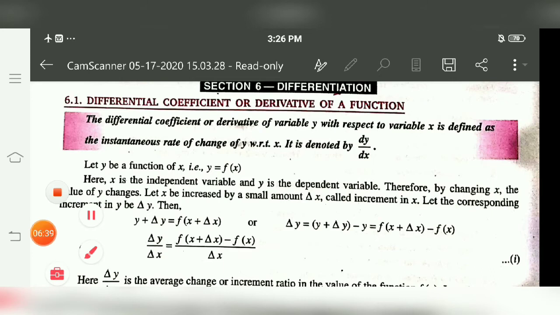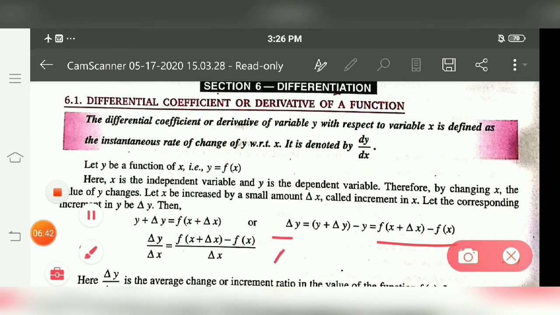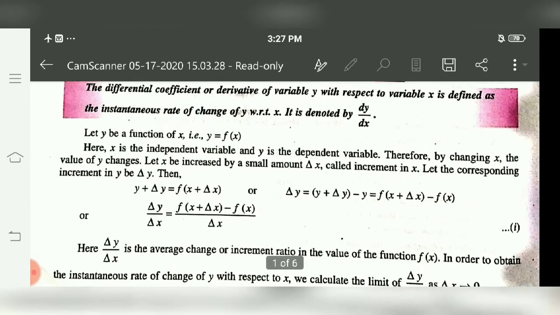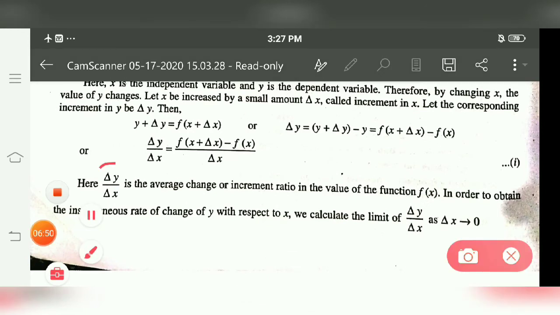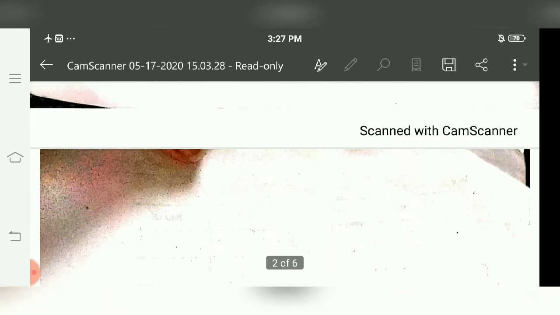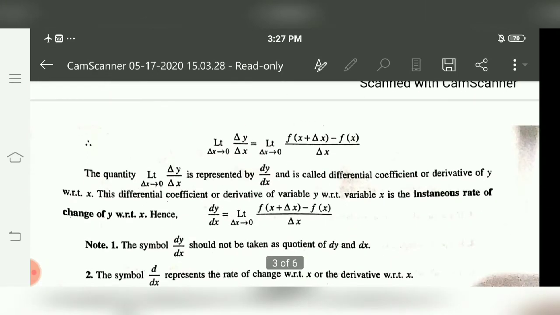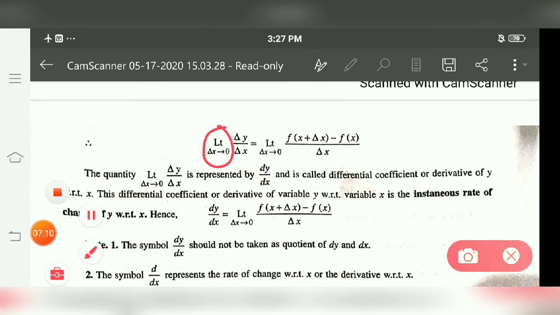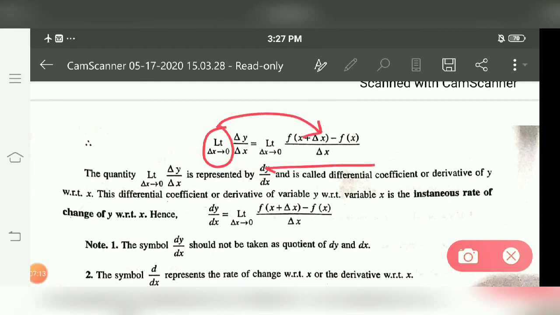So if we divide both sides with delta x, we are going to encounter the change with respect to x. So we can say delta y by delta x is the average change in function of x with respect to y, or if this change is instantaneous, instantaneous means delta x approaches very, very small, that is 0. In that case, with the limit delta x approaching 0, this side is going to be dy by dx. This is one form of derivative.